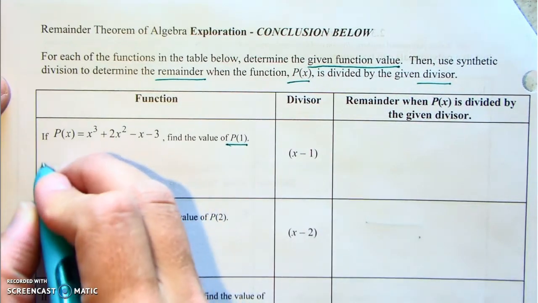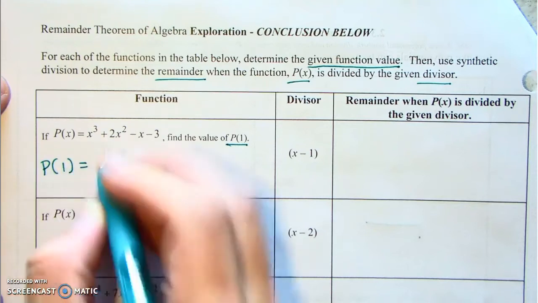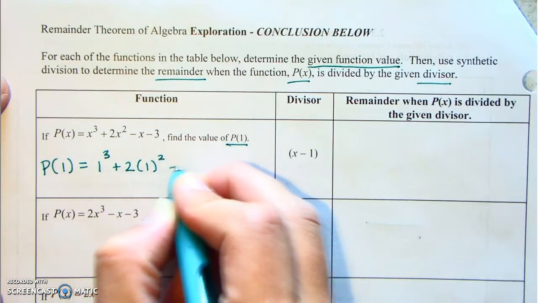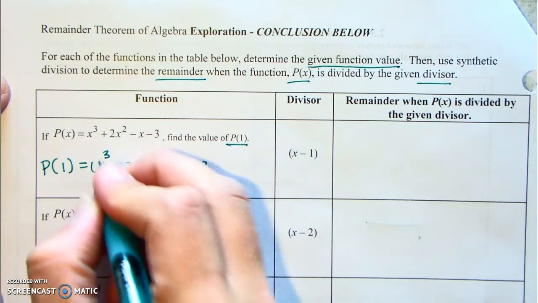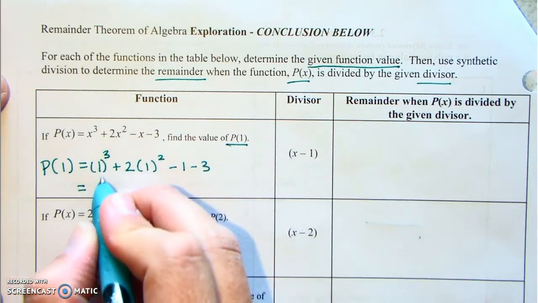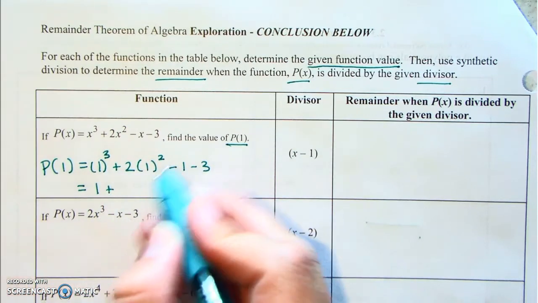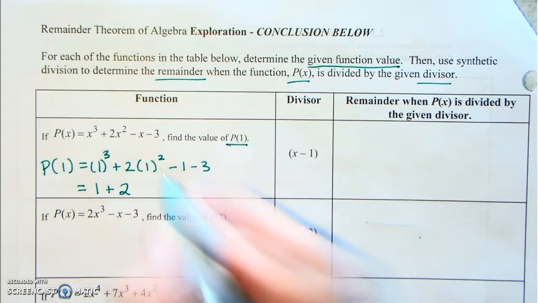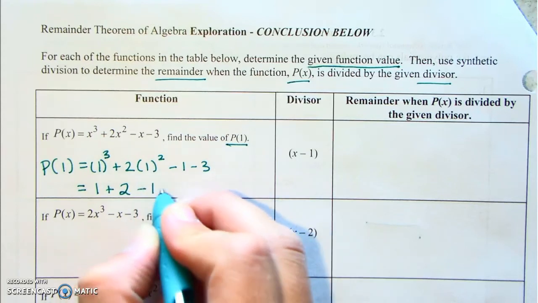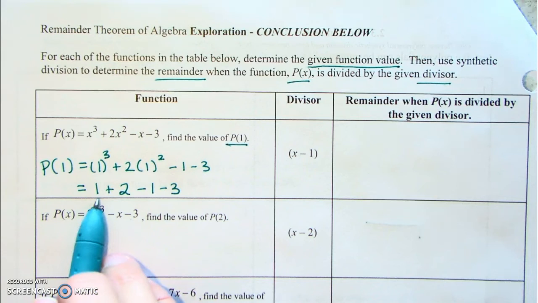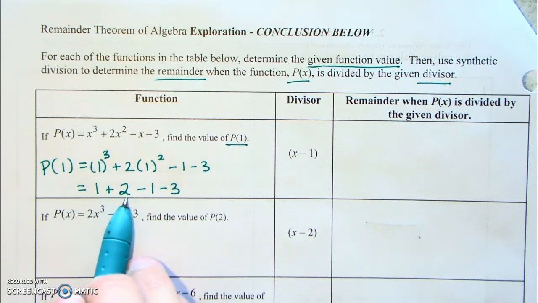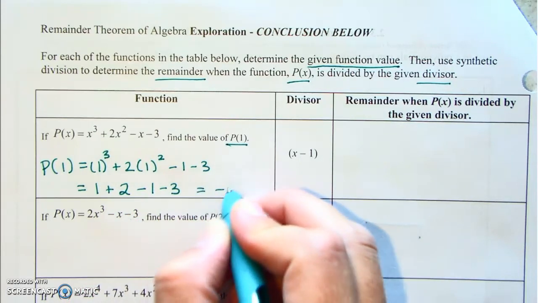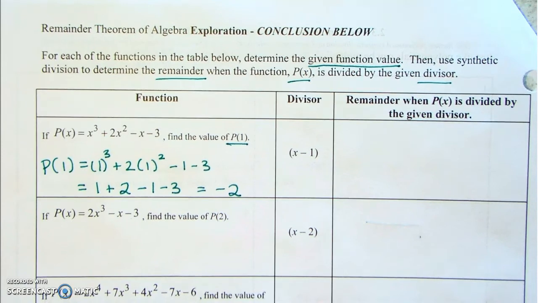First, find p of 1. All that means is I'm going to plug in 1. 1 cubed plus 2 times 1 squared minus 1 minus 3. All these 1s, make sure we get it right. 1 plus 2 times 1 squared is 1 times 2. That's a 2. It's not a 4. It's not 2 squared. Only the 1 is being squared. Minus 1 minus 3, and then go from left to right. Ready? 1 plus 2 is 3. 3 minus 1, 2. 2 minus 3, negative 2. Do you agree with me? Yep.